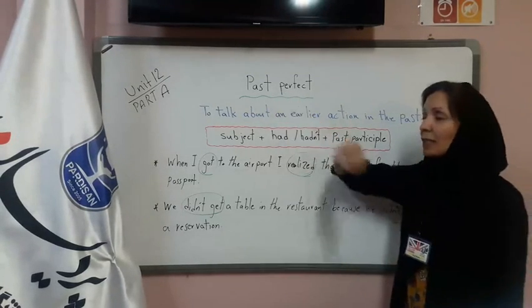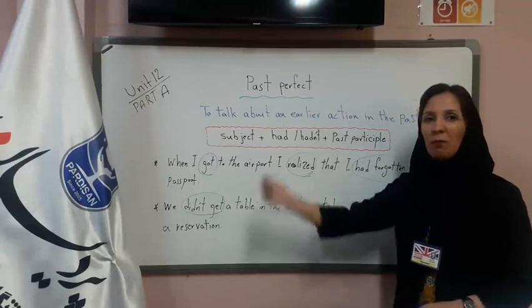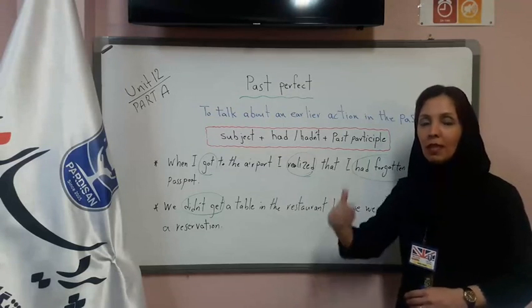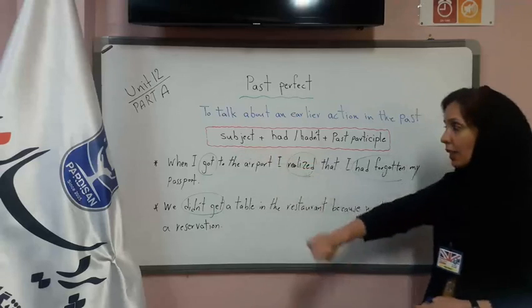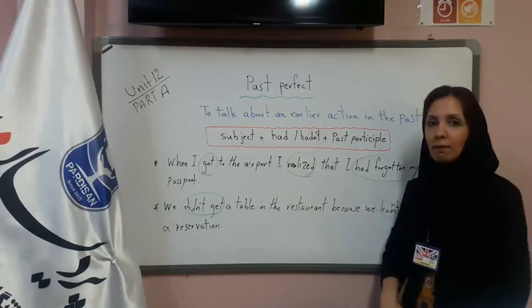When do we use past perfect? We use it to talk about actions that happened before another action in the past, or actions that happened before a specific time in the past. Look at the structure, had or hadn't plus past participle.